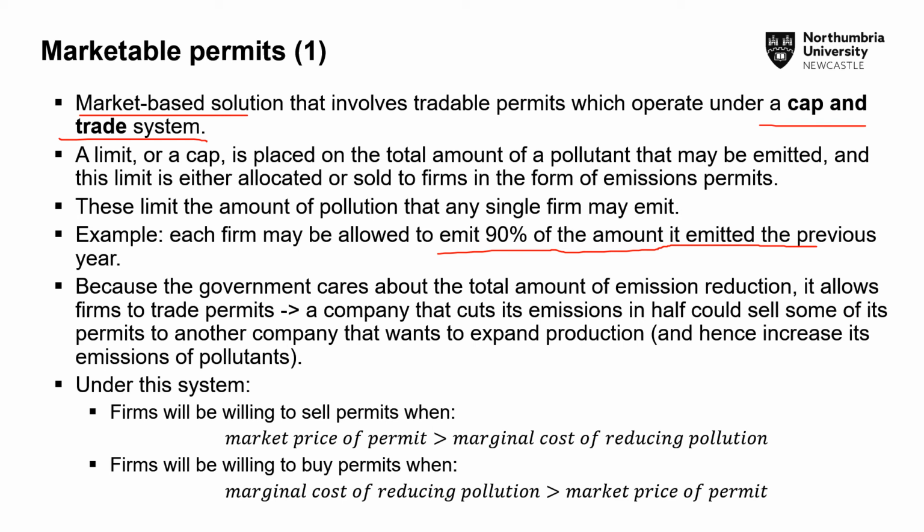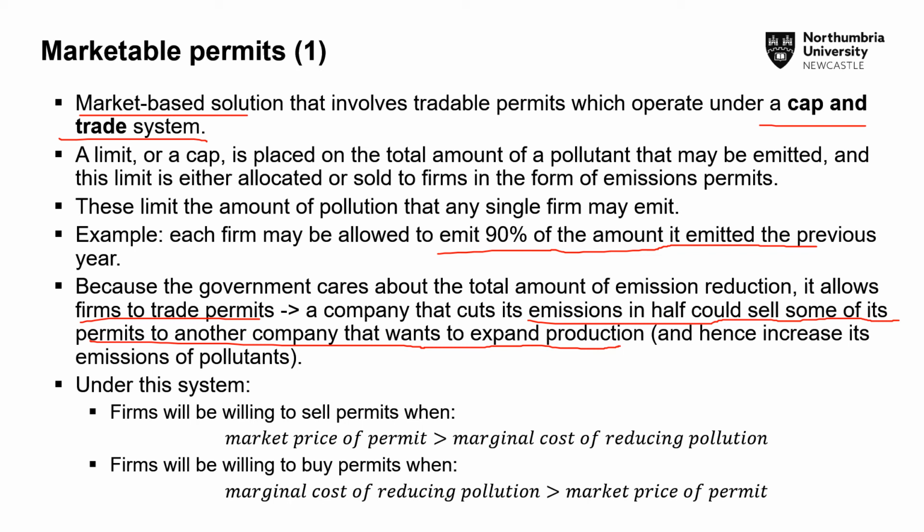In order for other companies, who now become sellers of these permits, to be able to sell them, they need to pollute less. So hence, firms can now trade permits. A company that cuts its emissions in half could sell some of its permits to another company that wants to expand production. So there is now a market-based incentive for companies to cut back on pollution, because they haven't used up the entire cap, and they can trade these permits.